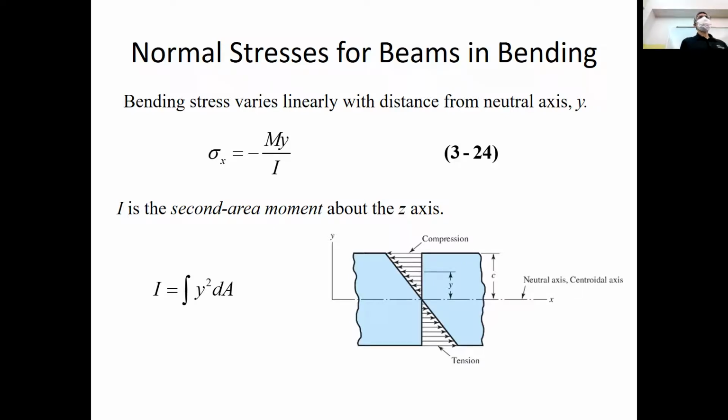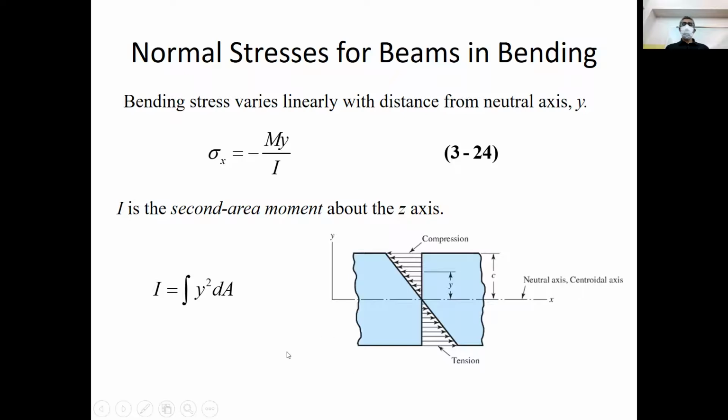Because when you bend, one side is in compression, but the other is in tension. So a positive y means a negative stress, so that's compression. The negative y means a positive stress, which is tension. Very good. Excellent. Correct.